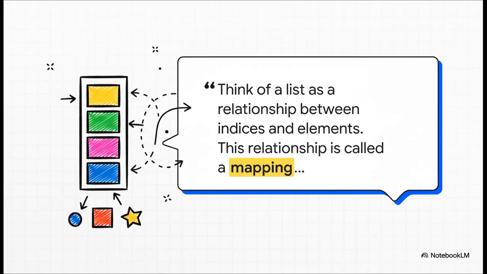Super useful. The source material puts this perfectly. It says to think of the index like a map that leads directly to the element. So, index 0 is the address for the first item, index 1 is the address for the second, and so on. It's how you find exactly what you're looking for.